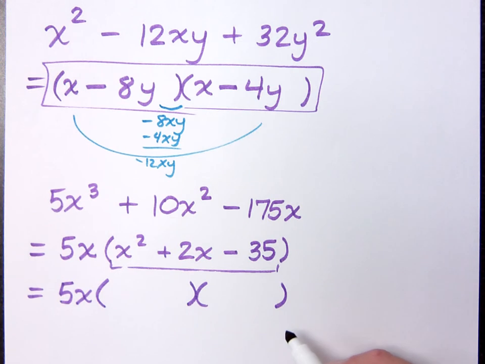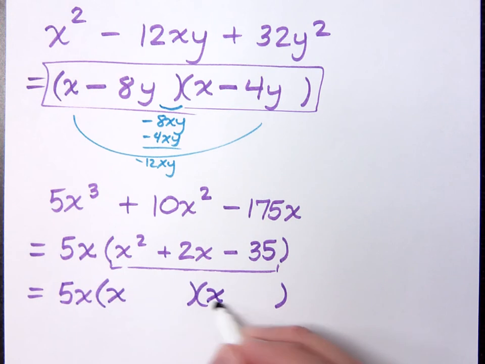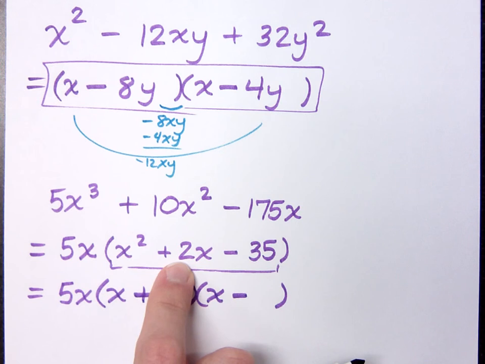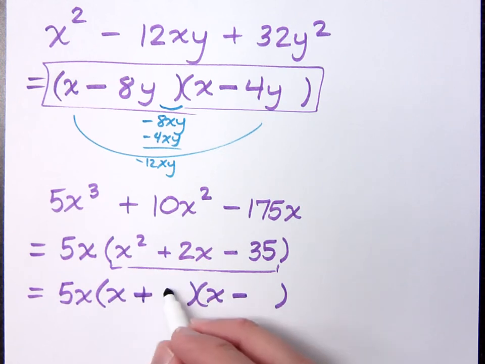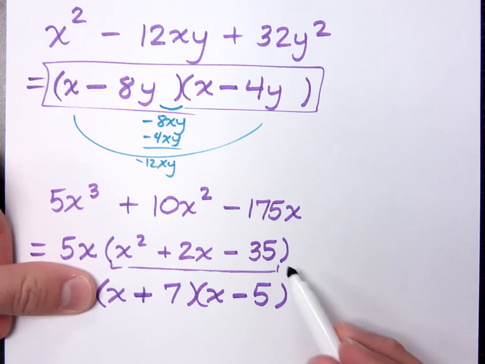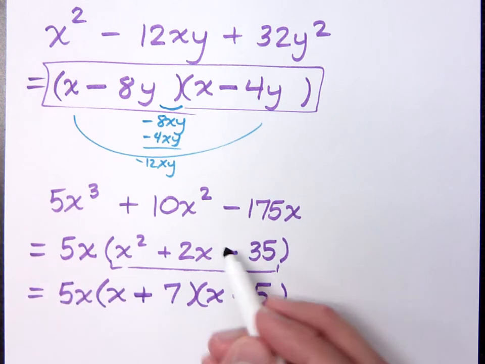How do you think you'd break it down? Plus 5 and minus 7. Wait a minute. I know my sign's going to be 1 positive, 1 negative, but I need a positive 2 at the end, so the positive factor must be the larger of the 2. So plus 7, minus 5. So this right here gives me the x squared plus 2x minus 35, and then when I multiply the 5x back, I get my original.